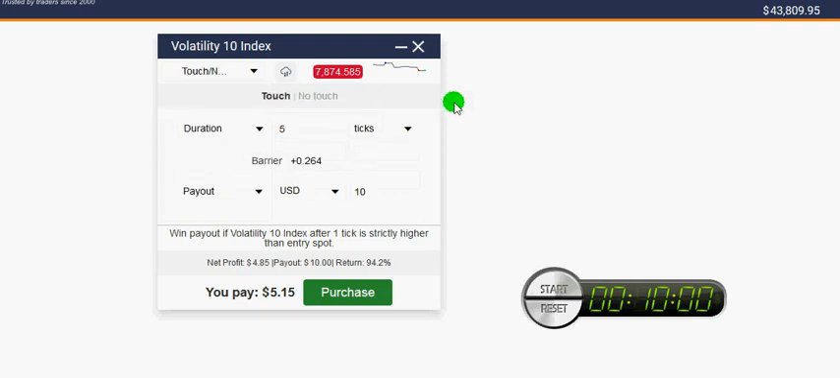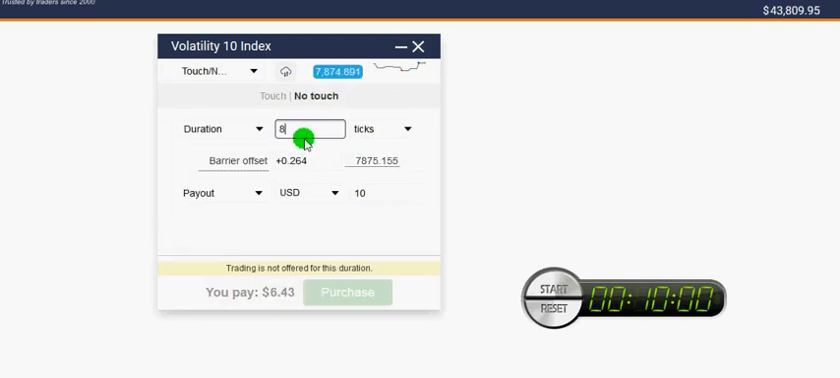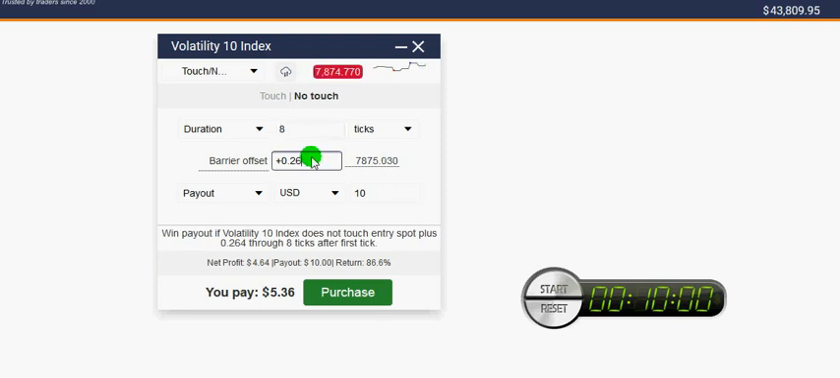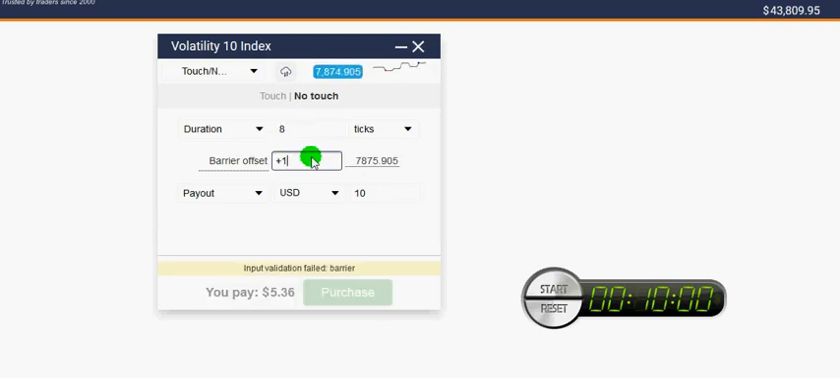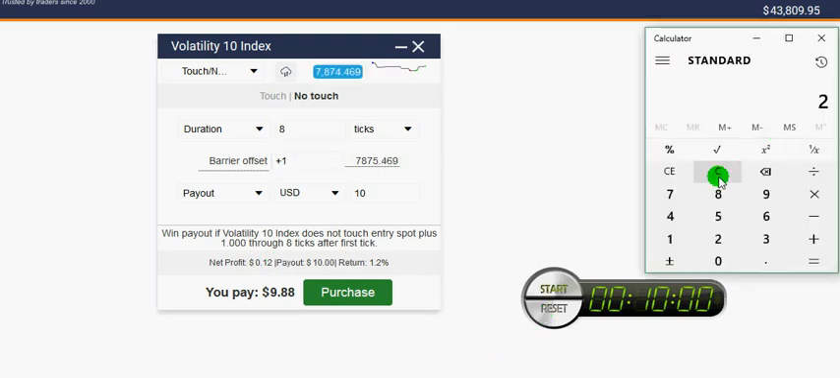So here we are going to click on touch, no touch, then we are going to click on no touch. We are going to set this to 8 ticks, then we are going to set the barrier offset to +1. Yes, we are going to leave this at 10 USD. So actually we are going to be making small amounts, but the strategy is guaranteed. If you watch carefully, it's guaranteed. So we are going for trade number 1.